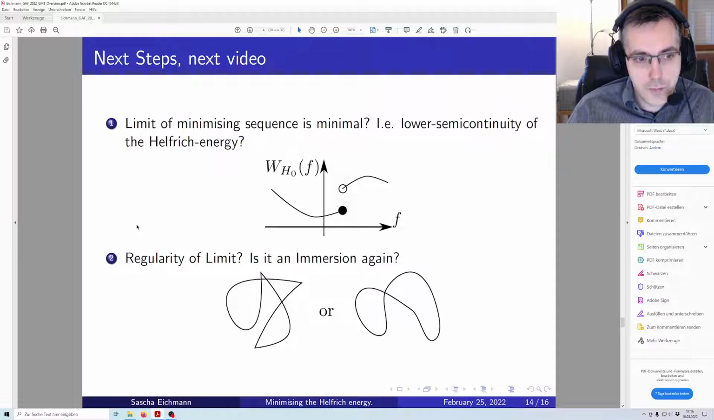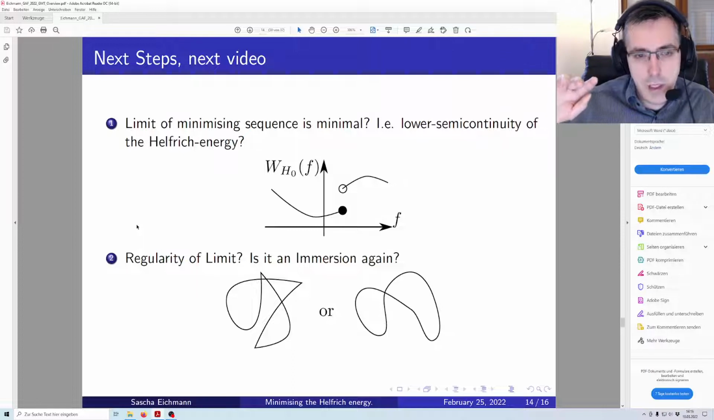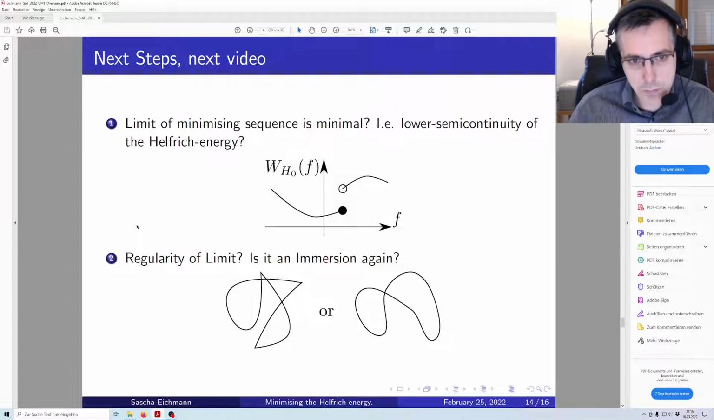And another question is, now we have an oriented varifold, an integral oriented varifold, which is good, of course. But is it again an immersion? Can we get more regularity out of it? As it turns out, yes. And the method I would like to present actually connects these two points intimately. But this is for the next video.